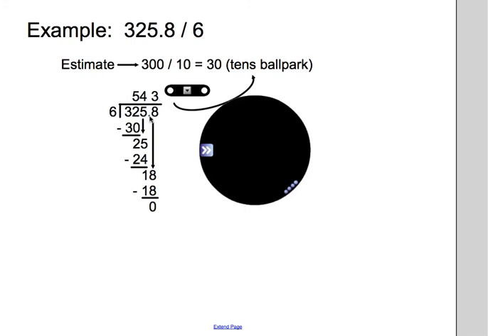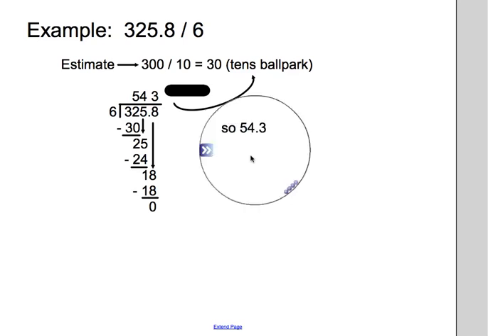However, I have a decimal point. So I need to go back and look at that estimate and think, okay, my answer should be in the tens ballpark. So what I'm going to do is place that decimal point in the number so that my answer is in the tens. 54 and 3/10. Make sure you have this example problem copied down into your notes.